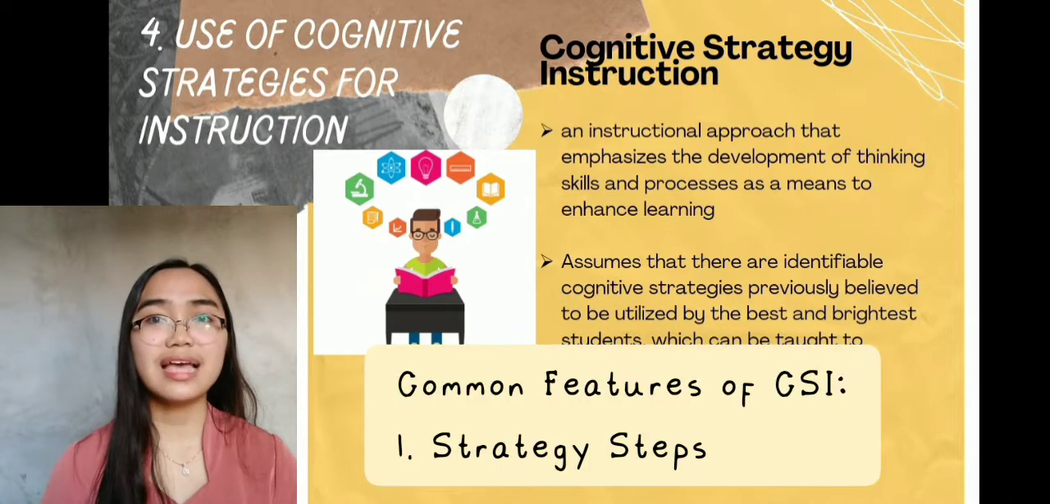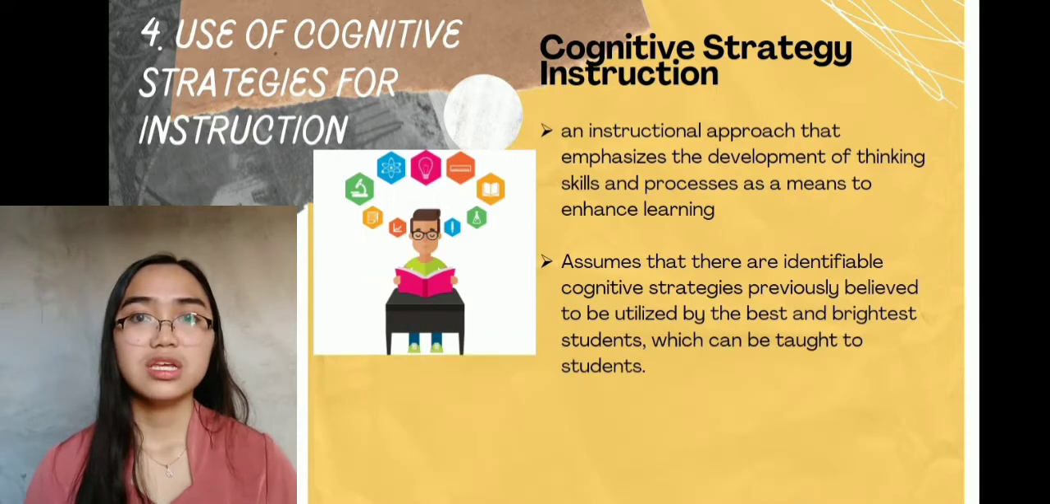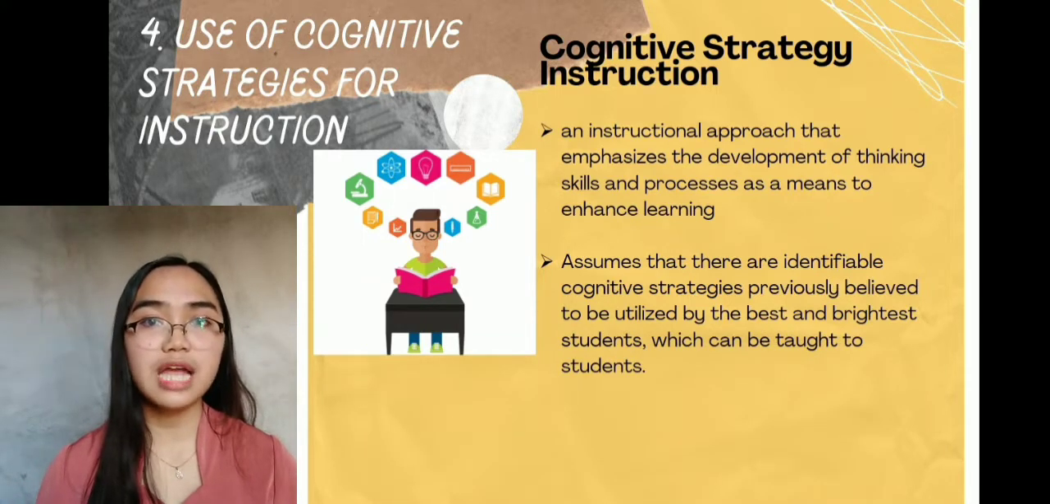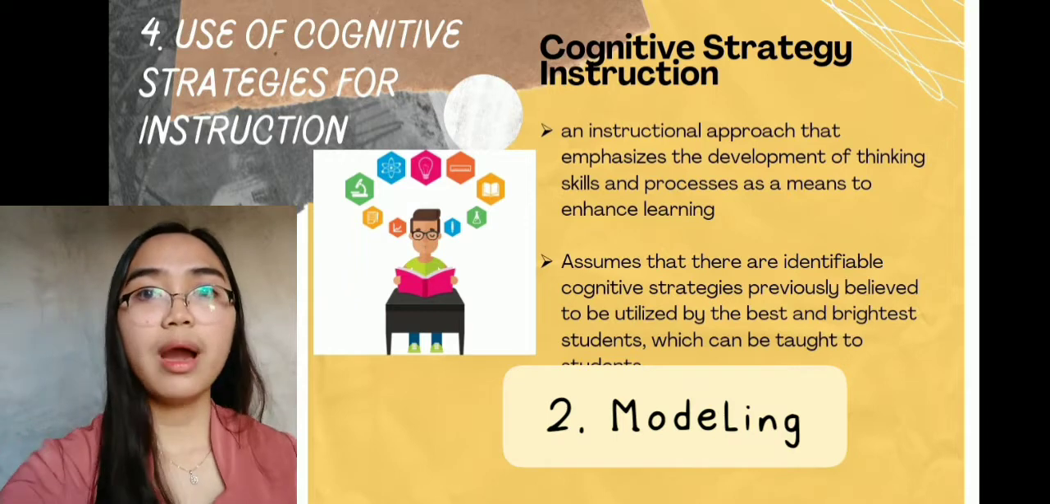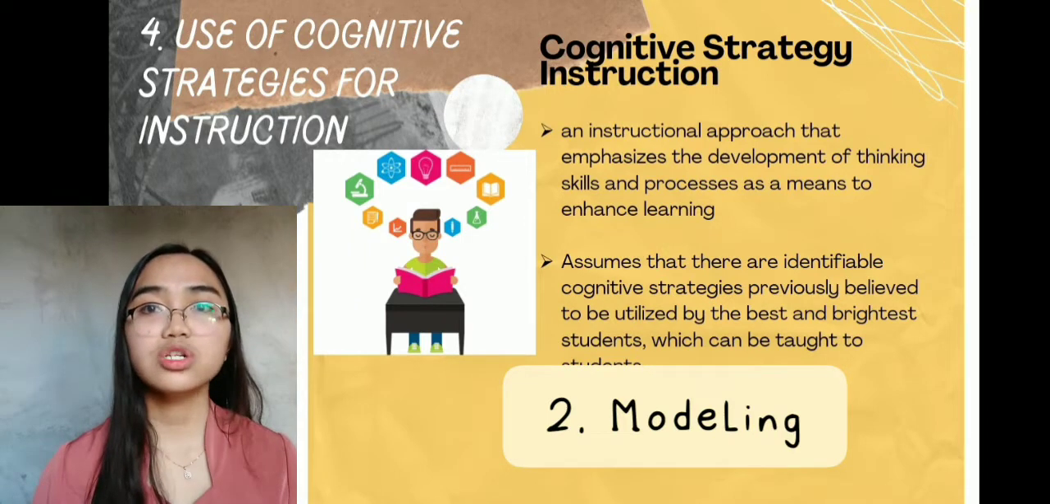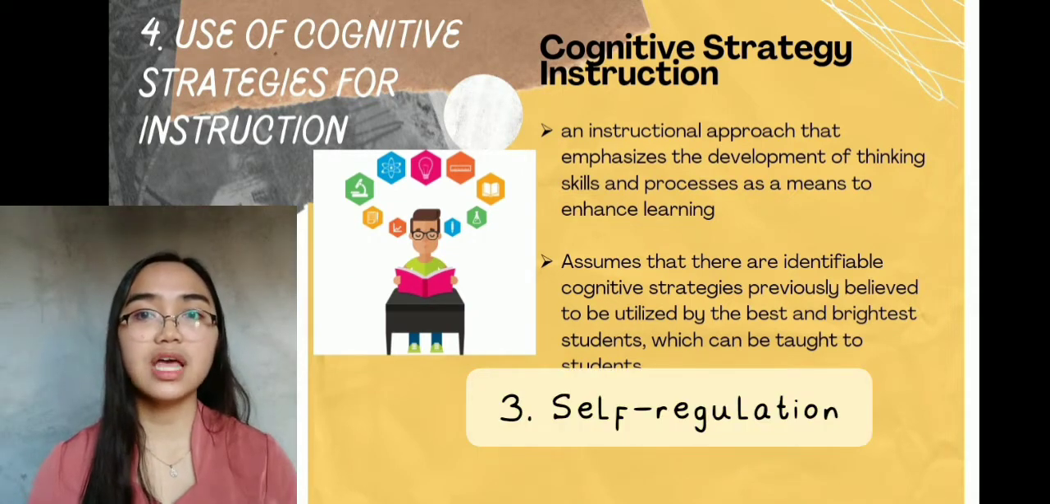So the CSI has its common features. Number 1 is the strategy steps. So you as a teacher, you must break down the problem or task into a series of steps. Number 2 is modeling. You have to use the model thinking process or the think aloud or show problem-solving steps clearly. Number 3 is self-regulation.